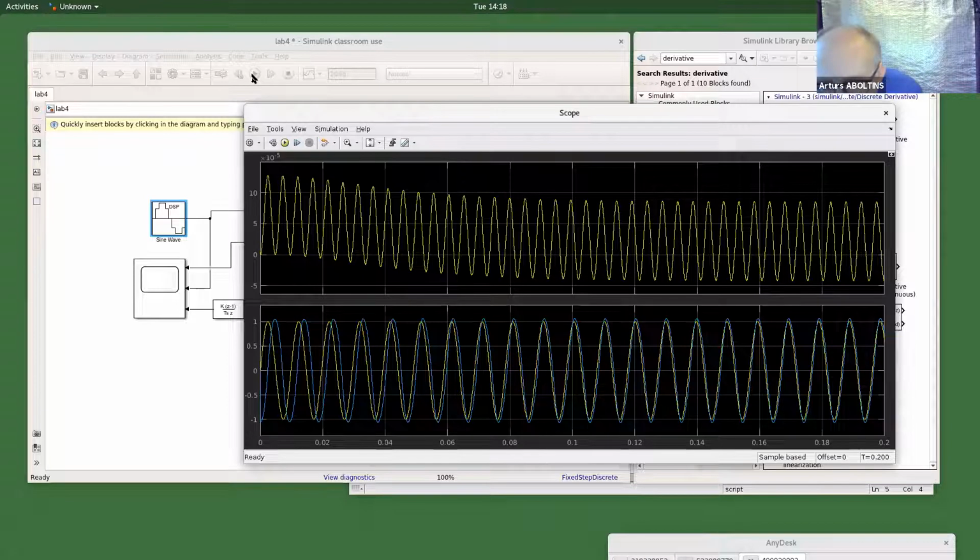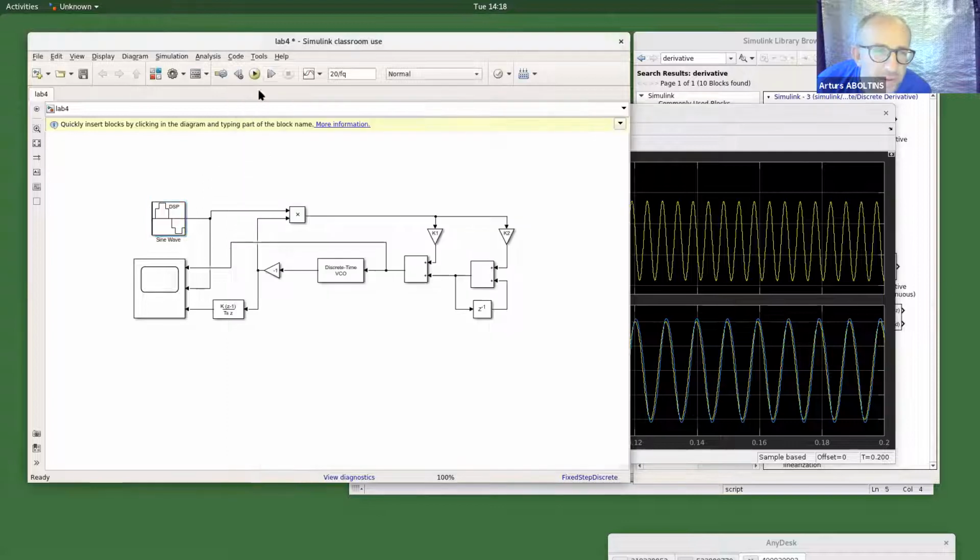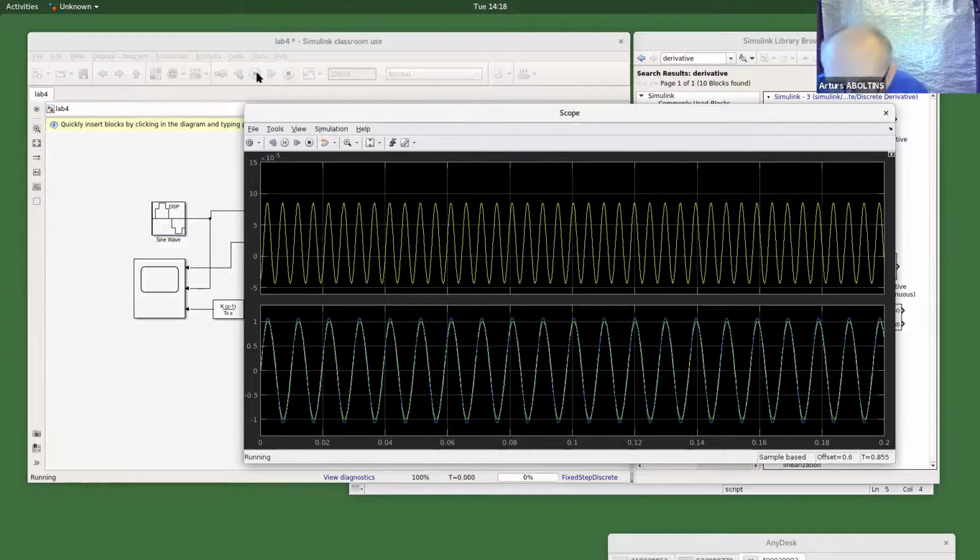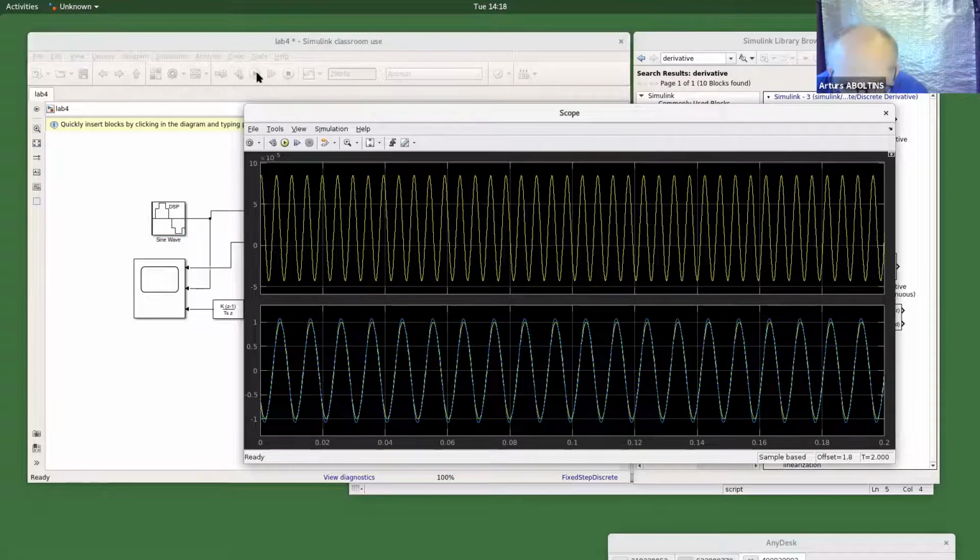Okay, you see, if there is no sync still, we can run for a longer time and check if it is successful. No, it's successful, it just takes more time.